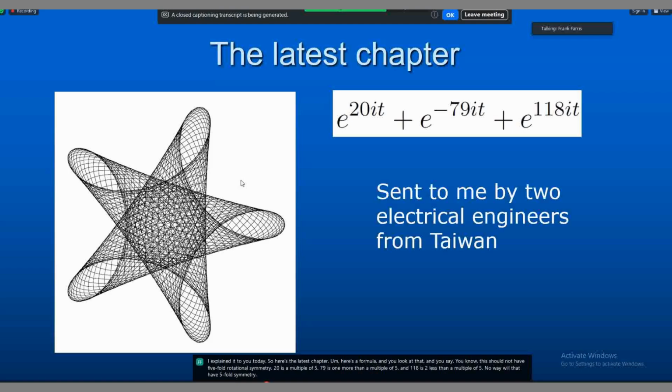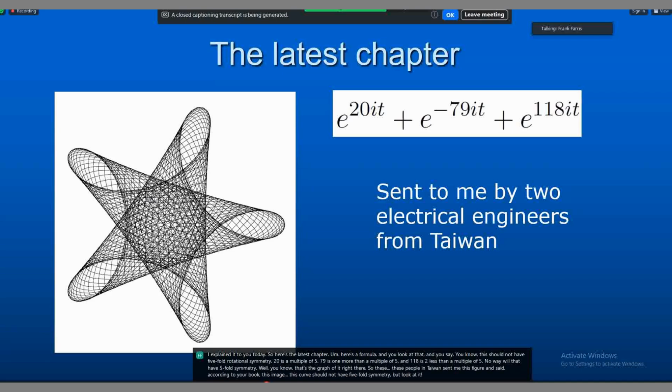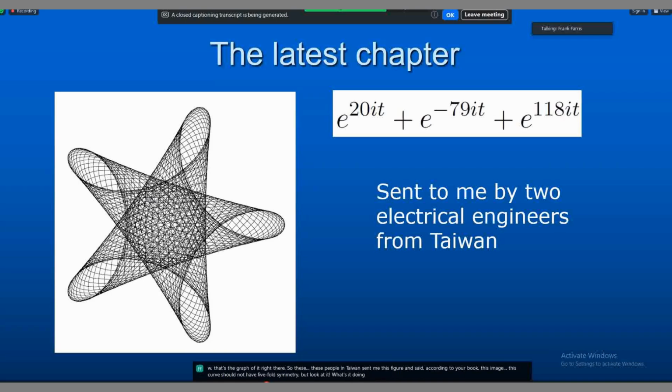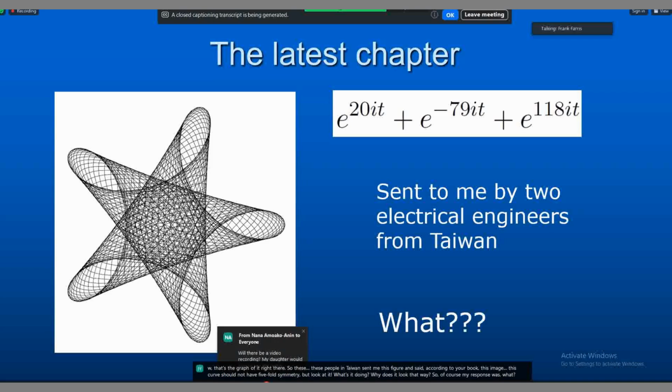Well, that's the graph of it right there. So these people in Taiwan sent me this figure and said, according to your book, this curve should not have five-fold symmetry, but look at it. What's it doing? Why does it look that way? So, of course, my response was, what? How can this be?